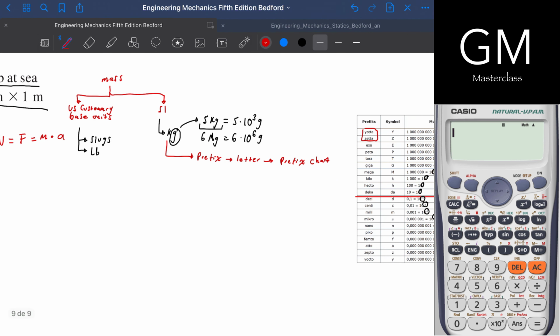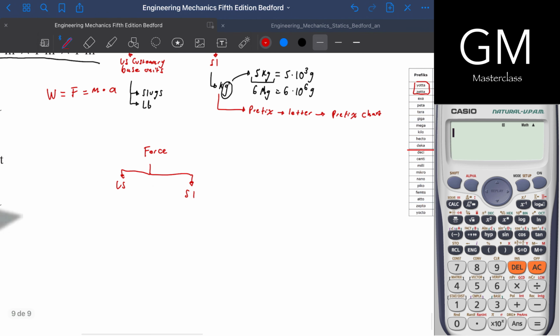When we talk about a force in the US customary units, we will have to talk about a pound.